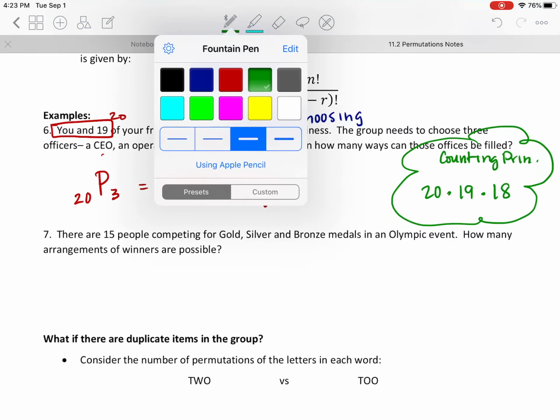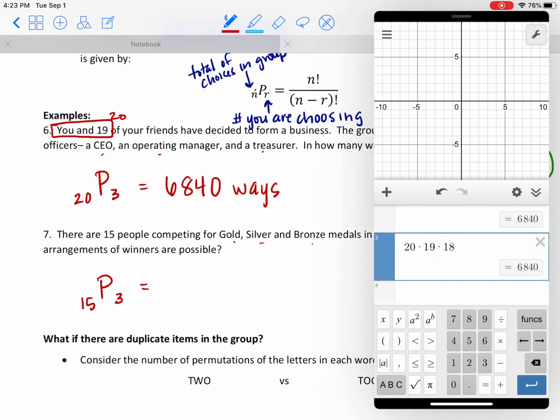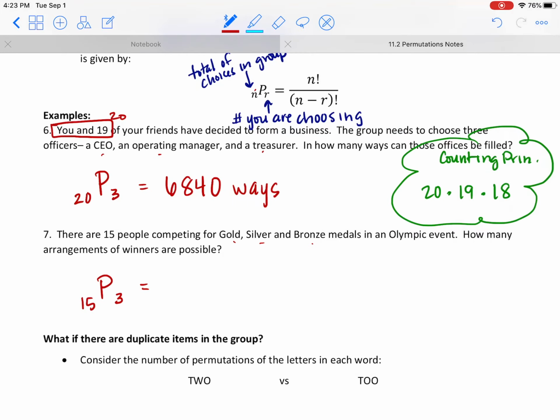All right, how about the next one? It says there are 15 people competing for gold, silver, and bronze medals in an Olympic event. How many arrangements of winners are possible? So this is a number of permutations. The order in which these people place in the event matters, right? So we're trying to get gold, silver, and bronze medals. That's 3 different medals, 3 different winners from this group of 15. So it's a number of permutations when we're choosing 3 from a group of 15, and that is 2,730 different ways.